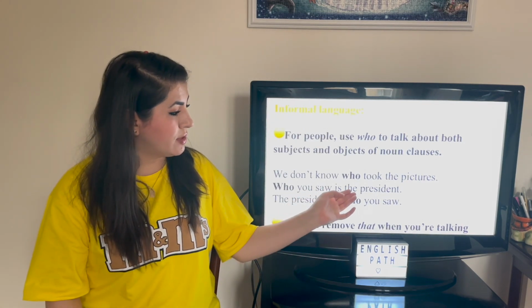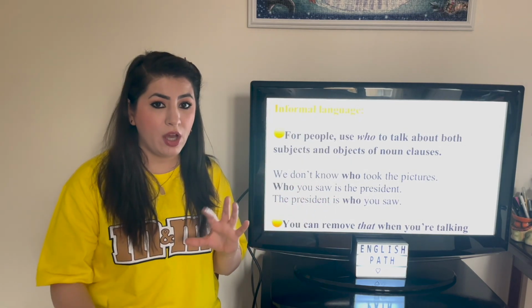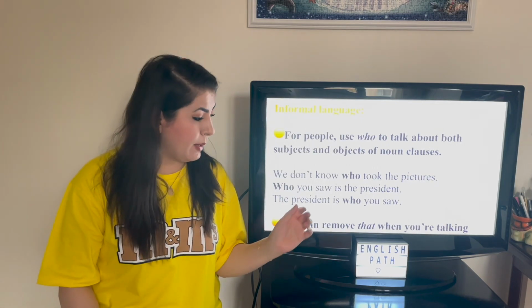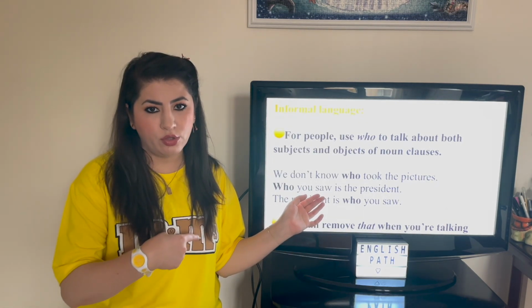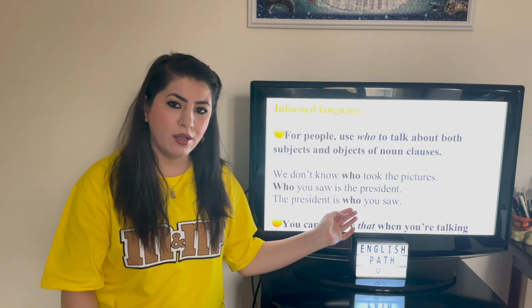But who you saw is the president. This is informal because we're talking about the object. You saw someone, you saw him, right? But in informal language, you can use who to introduce an object. Or the president is who you saw.